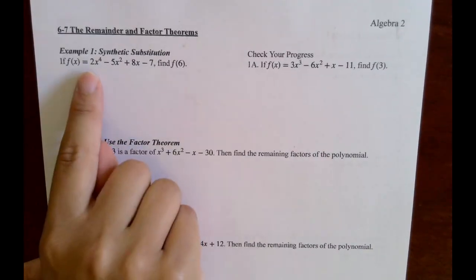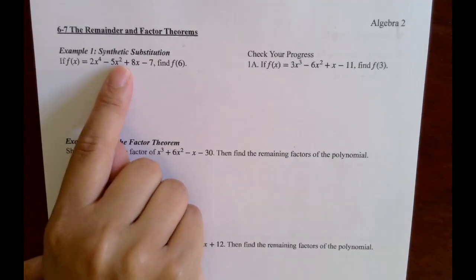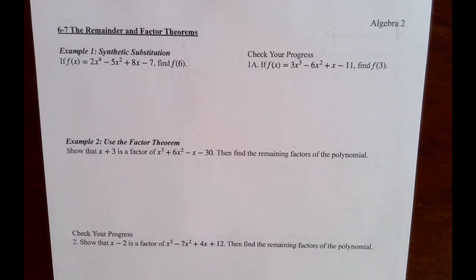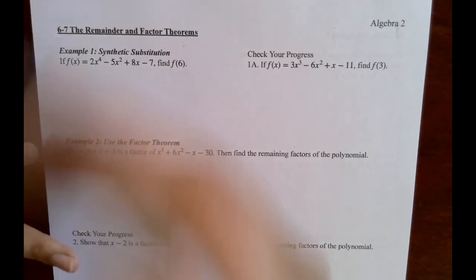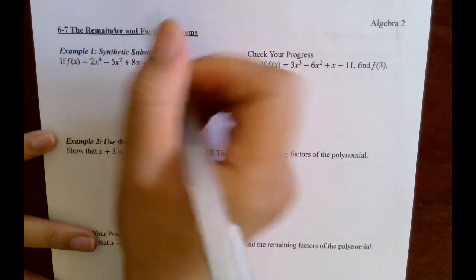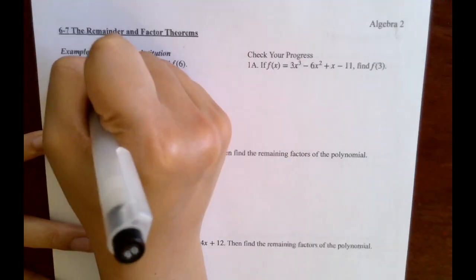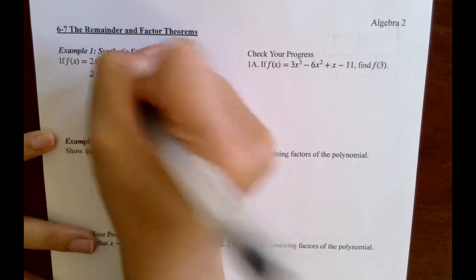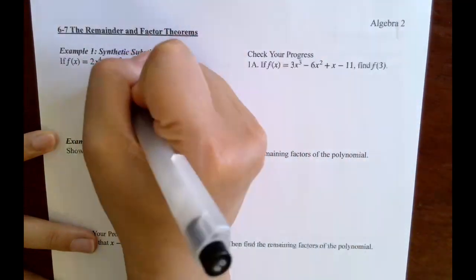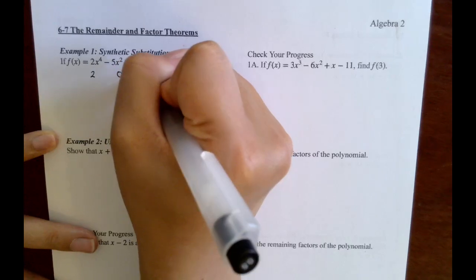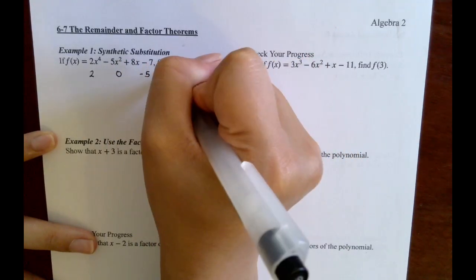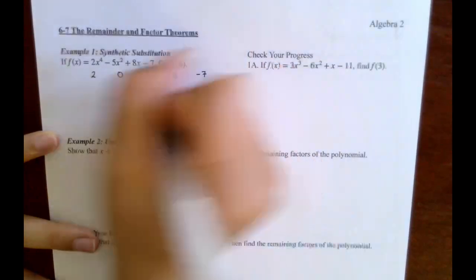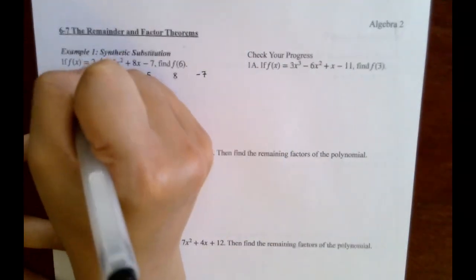So if f of x equals 2x to the fourth minus 5x squared plus 8x minus 7, we're going to find f of 6. Okay? So what we're going to do is take our coefficients. So 2 for x to the fourth. There's nothing for x cubed, so we're going to put a placeholder of 0 here. And after x cubed is x squared, so that's negative 5x squared. Then it's 8x, and then it's our constant. Okay? We want to find f of 6, so we're going to put 6 here.